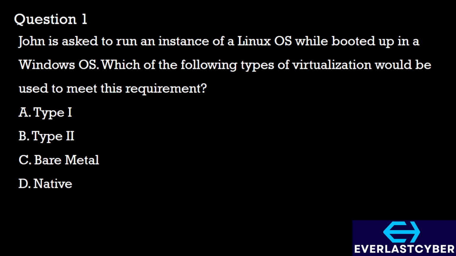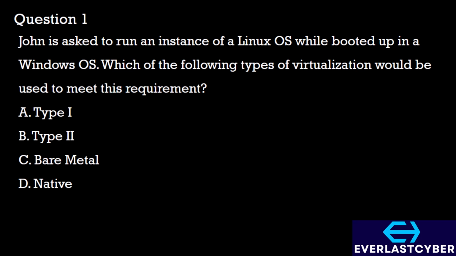Type 1 virtualization runs directly on the host hardware without the need for a host operating system. It is often referred to as bare metal virtualization, and it is used in server environments like Microsoft Hyper-V Server and VMware ESXi. It does not require another operating system like Windows to run Linux as a guest. Type 2 virtualization is known as hosted virtualization, and it runs on top of a host operating system. The bare metal in option C is just another term for the Type 1 virtualization in option A.